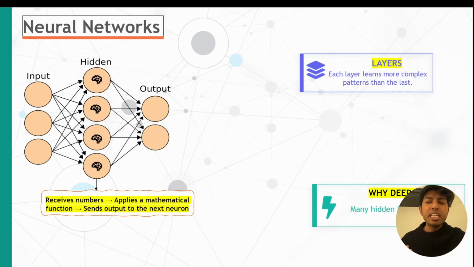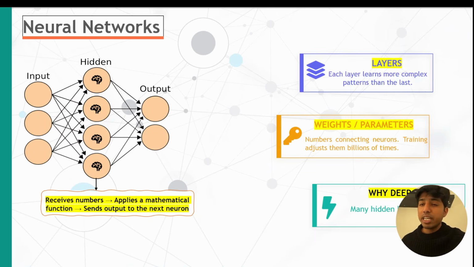So why many hidden layers? They are deep language models. They have hundreds of layers learning incredibly complex patterns in text. That's what it is. Now here come the weights and parameters.